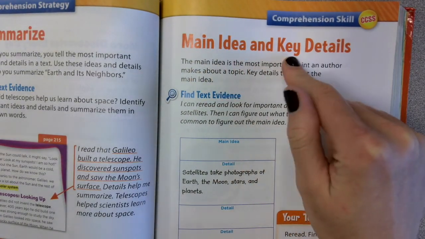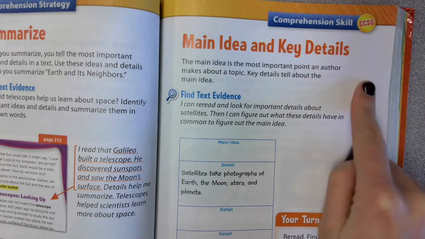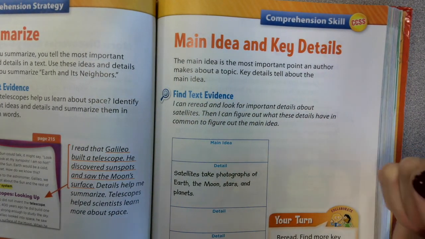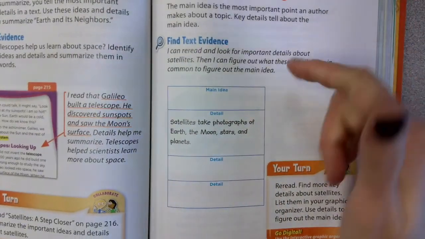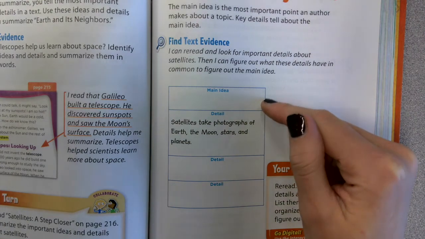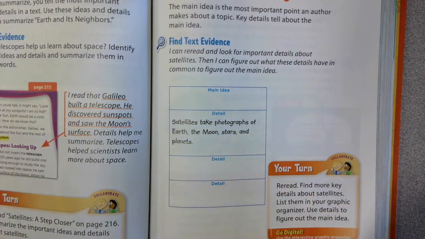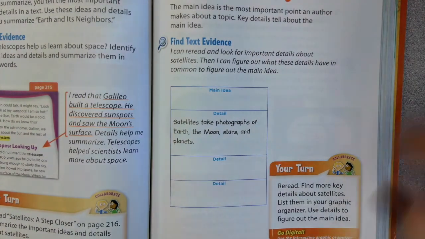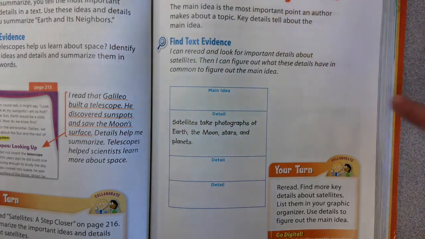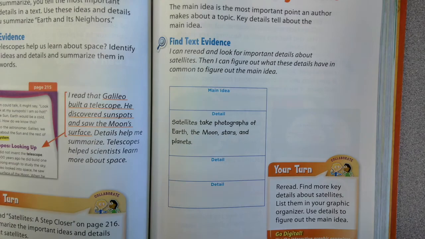Next, main ideas and key details. The main idea is the most important point that an author makes about a topic. So the most important point of the story that we just read would be that satellites help people study space. One detail would be that satellites can take photographs of the Earth, Moon, and stars. One detail could be that it takes the satellite 96 minutes to go around Earth. So those are all small details that add up to the main idea, the big point.